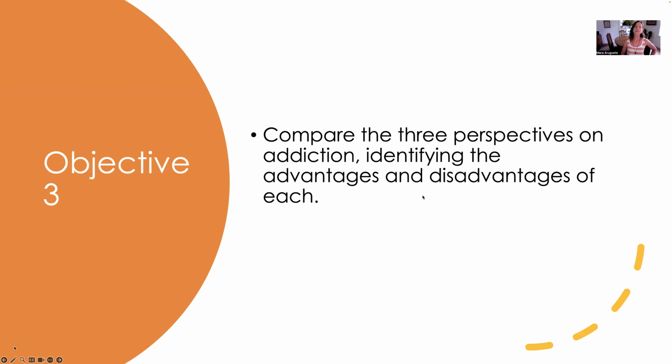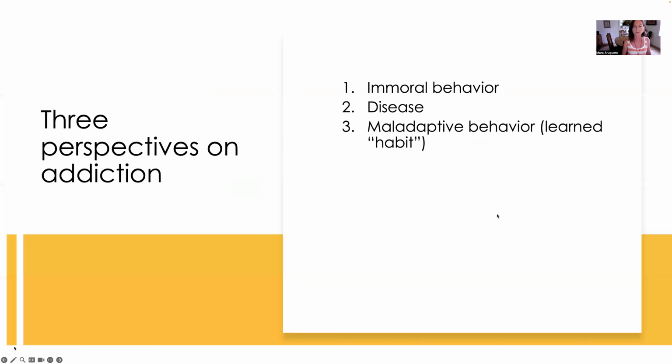Okay, so objective 3 is to compare the 3 current perspectives on addiction and identify the advantages and disadvantages of each perspective. Here we go. Here are the 3 current perspectives on addiction. We've talked about immoral behavior. It's still around. Hint, hint.